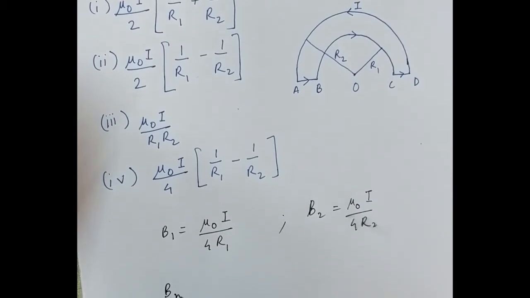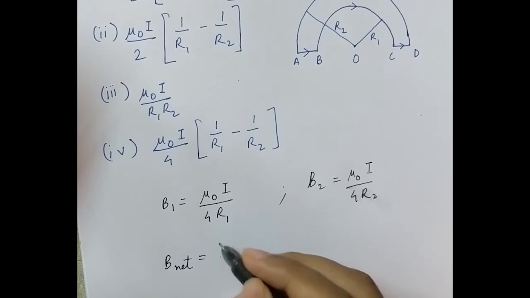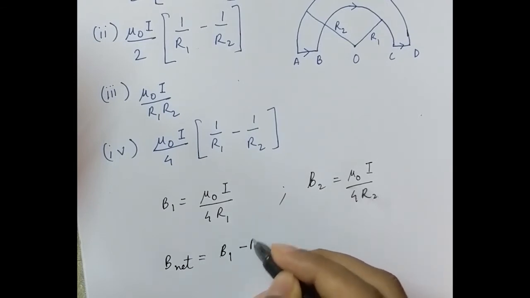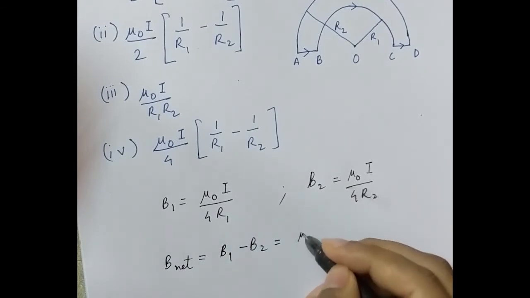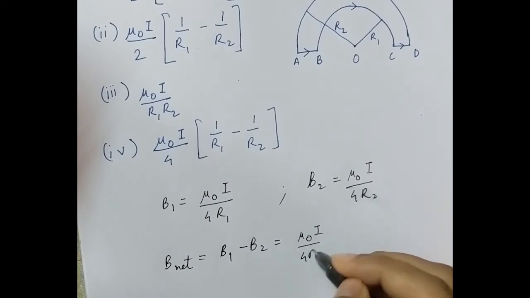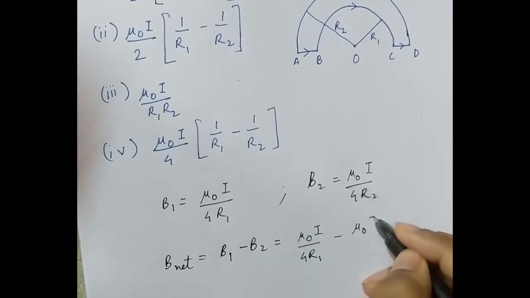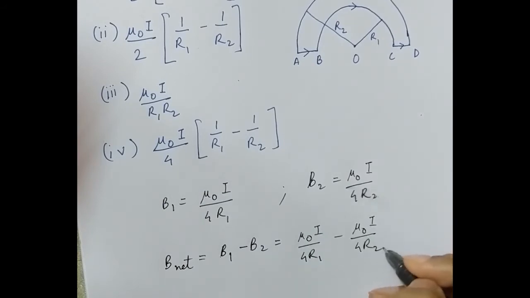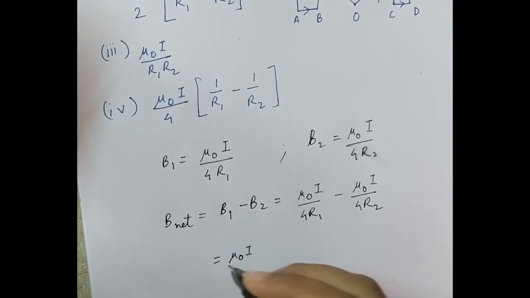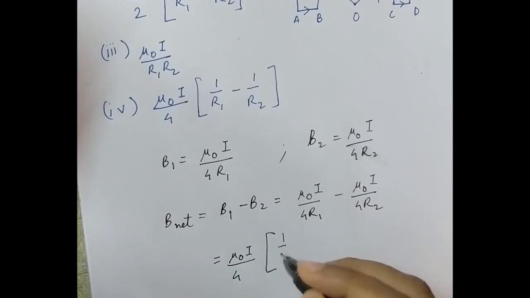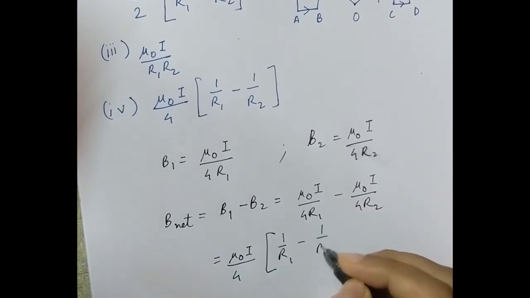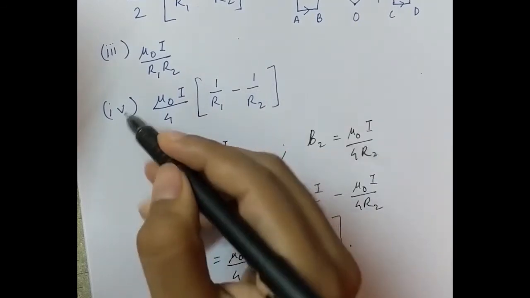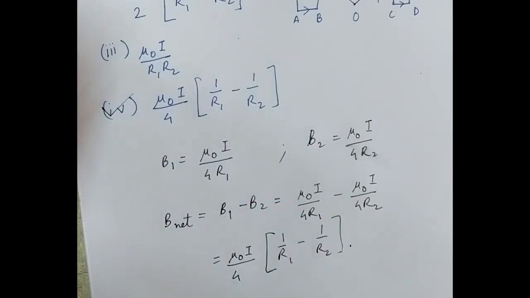So the net magnetic field that we get would be equal to B1 minus B2. You put the values in: mu naught I divided by 4R1 minus mu naught I divided by 4R2. Mu naught I by 4 I can take out as common. So you get mu naught I divided by 4, times 1 by R1 minus 1 by R2. So our correct option is option number 4. Let's move on to the next one.